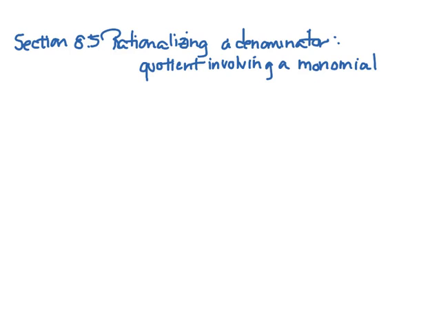Okay, we're going to continue on rationalizing denominators, but this time we're talking about a quotient that has a monomial in the denominator. So let's take, for example, let's do this. Simplify 8 over the square root of 5x.